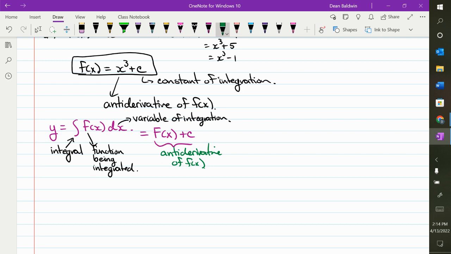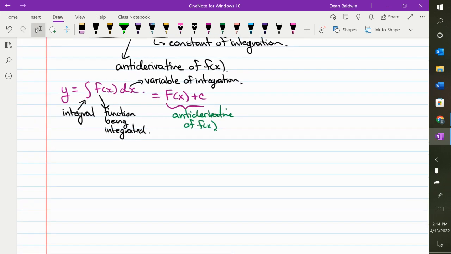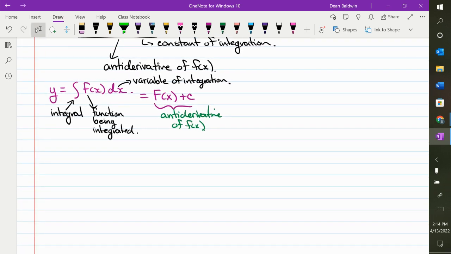Okay, so today we're just going to learn some basic rules and then apply them and do some practice. Okay? So just like limits and derivatives had rules, there's some basic rules for integration.